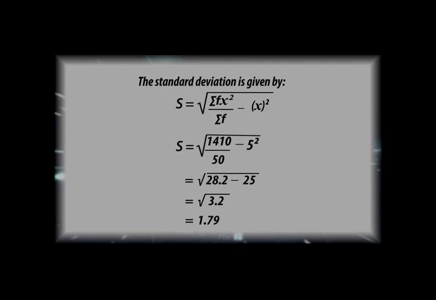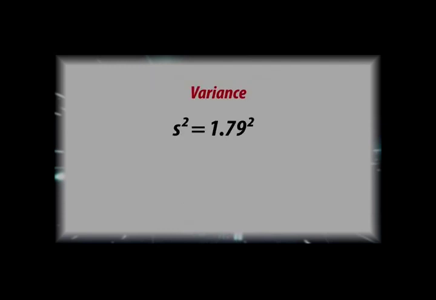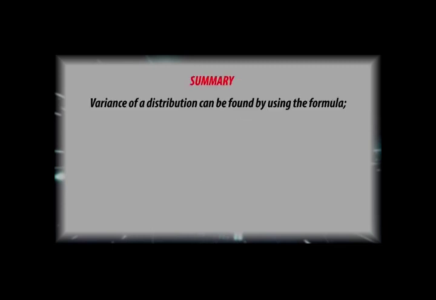To find the variance, you will square that answer. So the variance will be s squared, which is equal to 1.79 squared. And the answer is 3.2041. But the question says your answer should be written to 2 decimal places. So this answer will have to be written as 3.20.